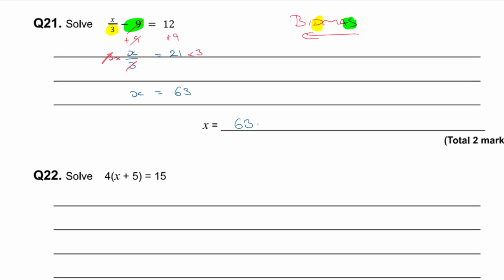Okay, next one up, 4 lots of x plus 5 is equal to 15. Now you've usually got two choices when you've got brackets like this. You can either just multiply out the bracket, or you can see if the 4 divides into the 15, and then you could just divide both sides by 4. Now in this case, 15 is not easily divisible by 4. So we're not going to divide through by 4 both sides. Instead, we're going to multiply out the brackets. So 4 times x and 4 times 5 to get rid of the bracket. So 4 times x is 4x, 4 times 5 is 20, and that's equal to 15.